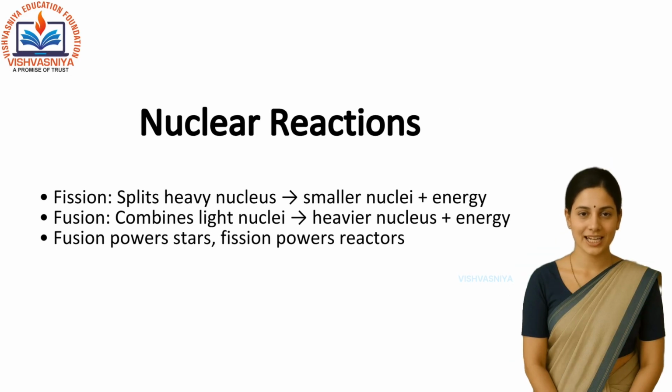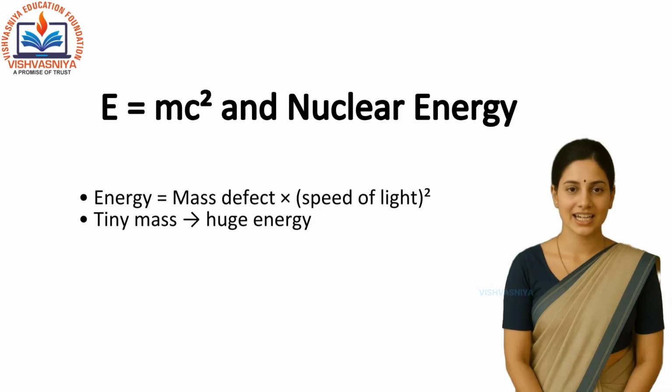Fission: a big nucleus splits into two smaller ones, releasing energy and more neutrons. This is what happens in nuclear reactors and atomic bombs. Fusion: two light nuclei combine into one heavier nucleus. This powers the sun and stars, and it releases immense energy. Einstein's famous equation tells us energy is equal to mass times the speed of light squared, E = mc². Even a tiny loss of mass releases a huge amount of energy in nuclear reactions.